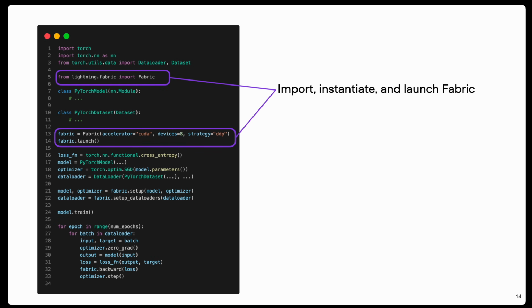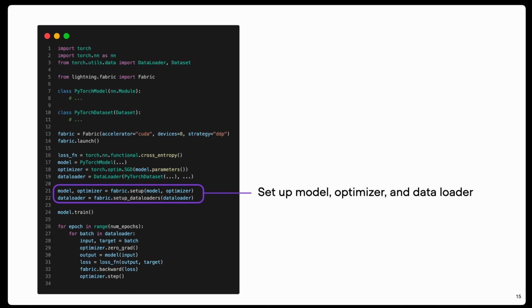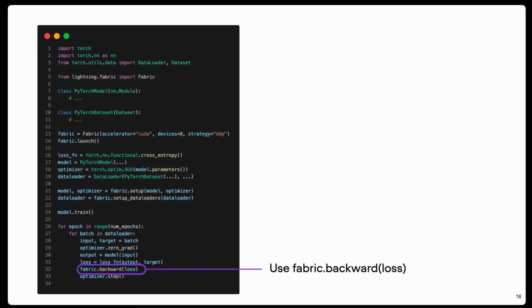So the first step, like I mentioned, is importing Fabric and then instantiating this Fabric object. When we instantiate a Fabric object, there are a lot of options. Here I'm showing you a few simple options: using CUDA, so a GPU accelerator, optionally using multiple GPUs if we have them, and then defining a multi-GPU training strategy. But we will get to that in more detail later. The second step is setting up the model, the optimizer and the data loader. Here it's only 2 lines of code. Then the third step is calling fabric.backward on the loss instead of the usual loss.backward.